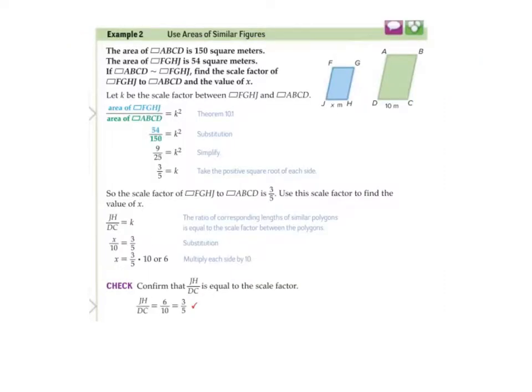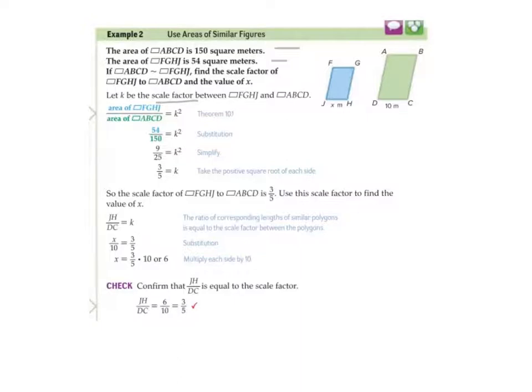Alright, and in example 2, what we're doing is now we're working backwards. This time it's told you the area. The bigger one, the green one, is 150, and the smaller one, the blue one, is 54. So the first thing you need to do is work out what the scale factor is between the two of them. So it's the blue one, because that was the first one according to the diagram, so smaller over the bigger one.